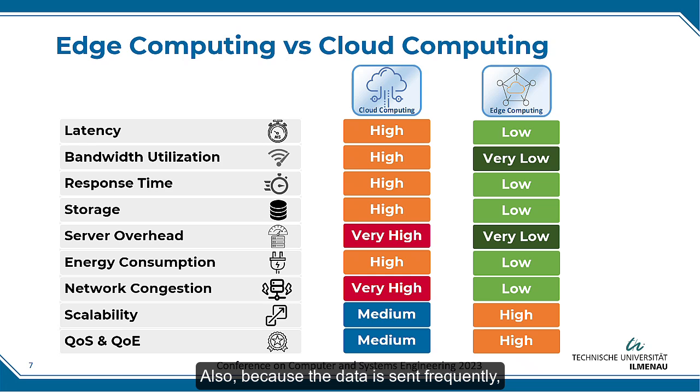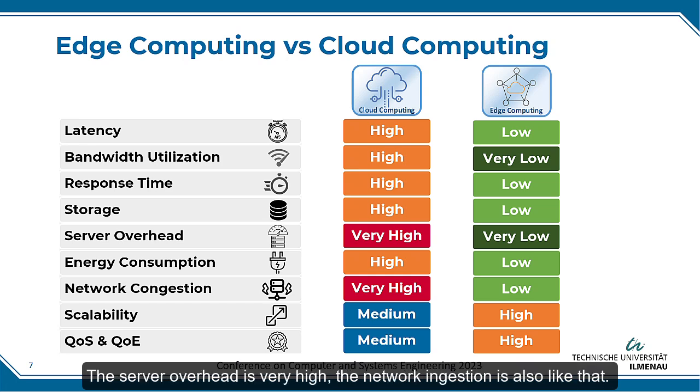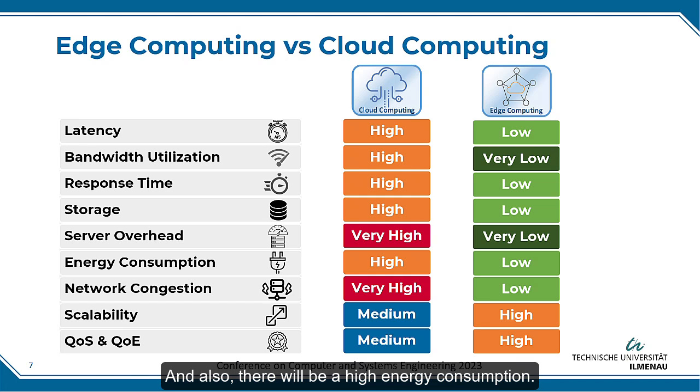Also, because frequent data is going to be sent, the bandwidth utilization is going to be high in cloud computing. Also, the response time is going to be really high, and we cannot expect any real-time reaction. There are 3 other things that I should mention here. The server overhead is going to be very high, the network congestion also, and there will be a high energy consumption. So you can see edge computing is going to be really superior.